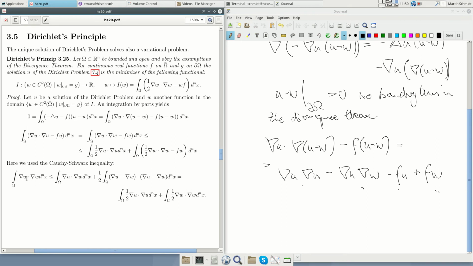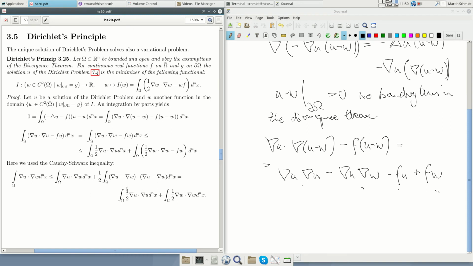And now we use the Cauchy-Schwarz inequality. Look at this term. We can really write this term plus an integral over a square. This is clearly non-negative. So this is clearly larger or equal than this, because these are sums over squares, so these are non-negative functions.